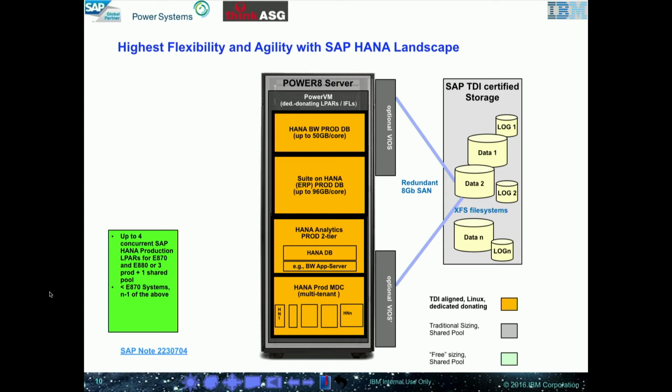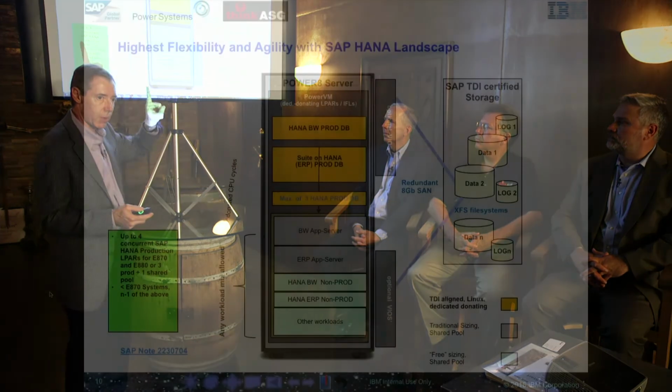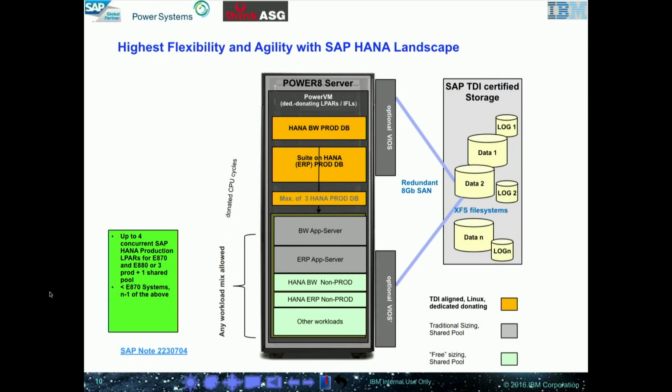But let's say you wanted to be able to use, and these are dedicated partitions. Well, let's say you wanted to be able to reuse the capacity that's not being used by production. One of the biggest things we've heard from customers is they don't like having systems sitting there at 10% utilization because they feel like that's a waste of asset. So what you can do, in fact, in the Power environment is you can reduce the number of production LPARs by 1, and then you can add in a shared pool.